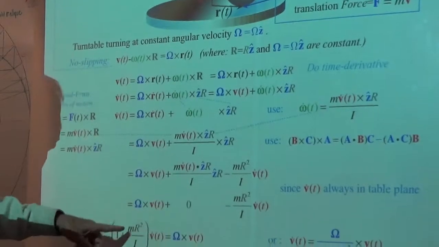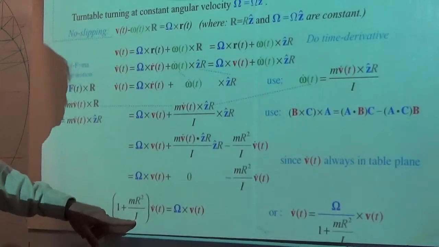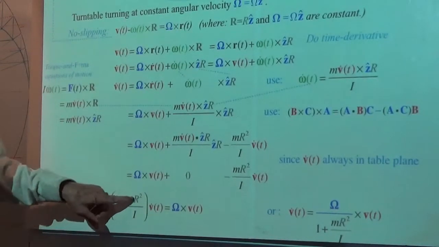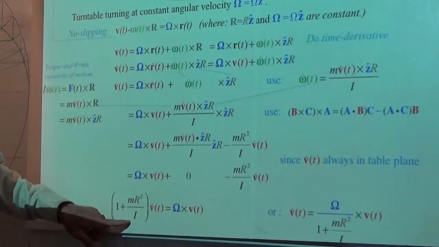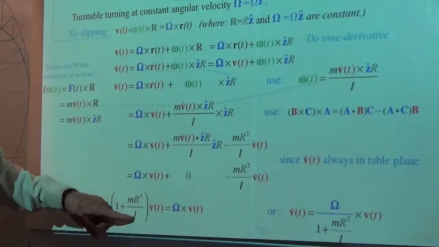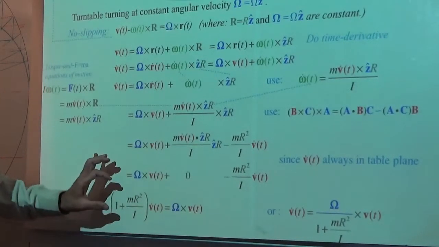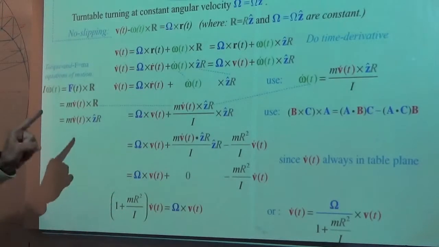It's 1 plus m r squared over I. Now that's 1 plus m r squared over 2/5 m r squared. So this is 1 over 2/5. That's 5 halves. 5 halves plus 2 halves is 7 halves. Remember that number, 7 over 2.